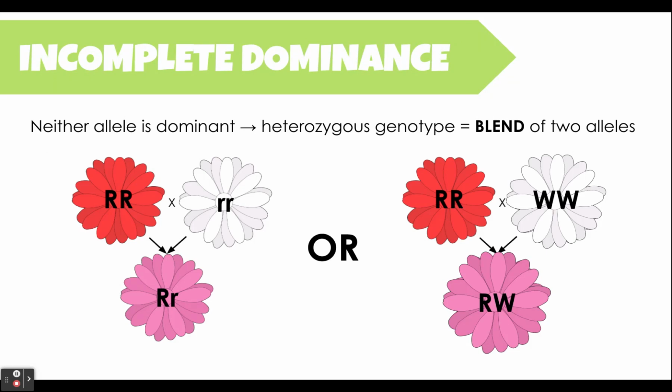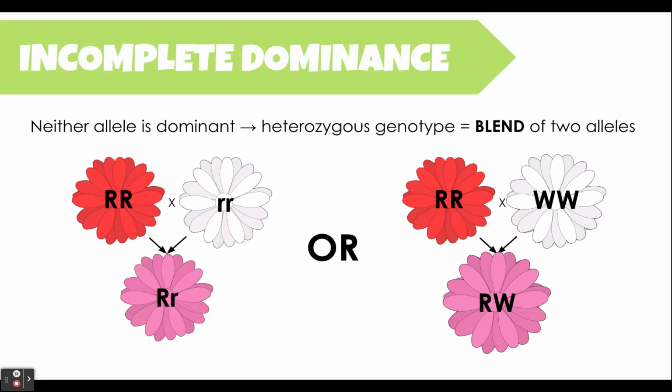So the first is incomplete dominance. And by the name, it's exactly what it sounds. None of the traits in this particular example are dominant. It's incomplete. So neither allele will be dominant over the other. And when you get the heterozygous genotype, where we typically would see one dominant allele, one recessive allele, you're going to end up with a blend of the 2 alleles because neither is dominant over the other.